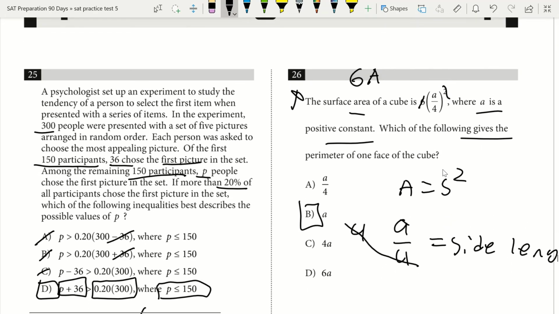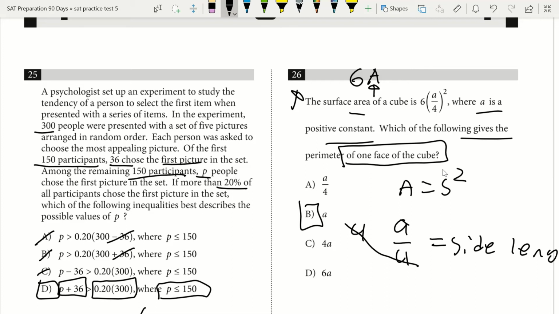26 was the only other one that I was a little bit hesitant on. You saw me put that text on the screen because I mixed it up at first here. So we had the surface area of a cube is 6 times a over 4 squared. Okay, I know the surface area of a cube is 6 times the area of one of its sides. I'm asked for the perimeter of one face, so I know the area of that face is going to be a over 4 squared.